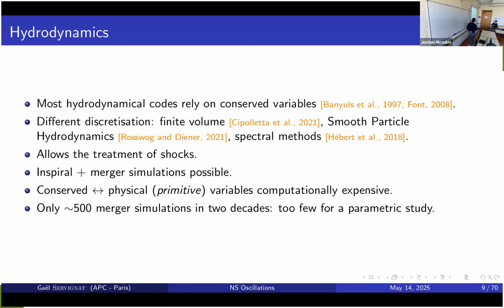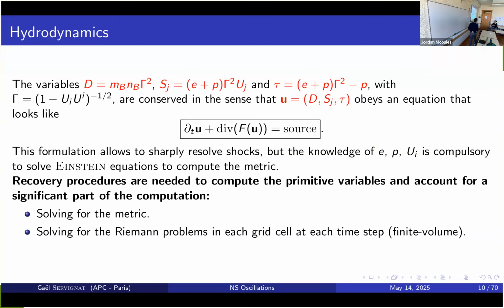Okay, so people have been doing that, and to illustrate that this is really computationally expensive, in 2 decades we have 500 merger simulations, which is quite all right, but in 2 decades it's not enough to do a parametric study. If you want to launch a lot of simulations with a lot of different matter equations of state, you have to build a code that is light, not too memory hungry, not too computationally heavy, and so that's what I'm going to show. But first, let me show you what these conserved variables are.